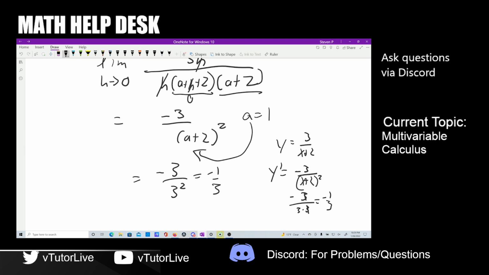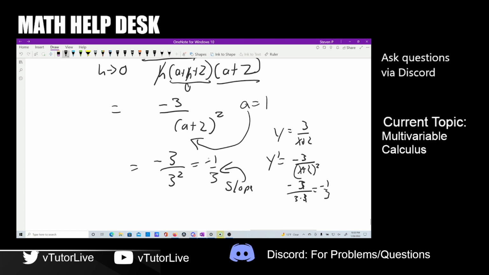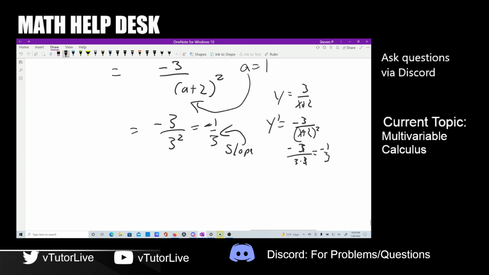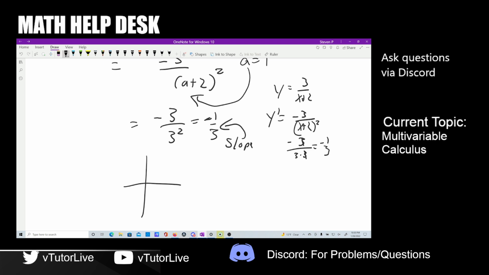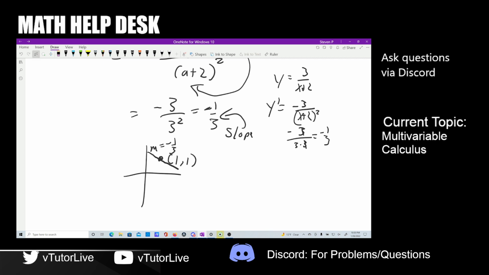With me so far? So this is the slope right here of your tangent line. Minus 1/3. So at this point, you don't even need to worry about the curve anymore. The problem just reduces to, there's a point (1, 1), and we know that the slope m is equal to minus 1/3. So this becomes just 8th or 9th grade algebra at this point. I guess for the sake of posterity, I can finish doing it out.